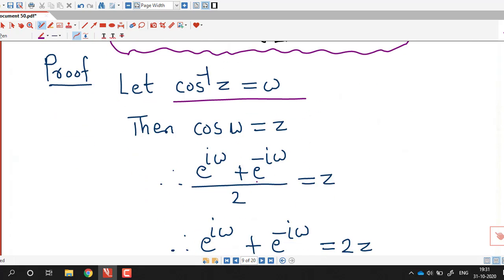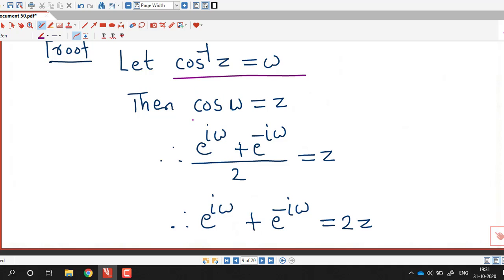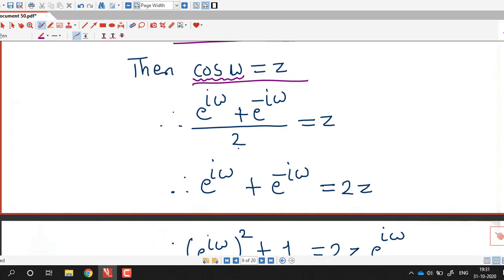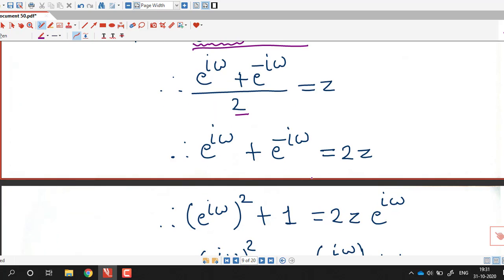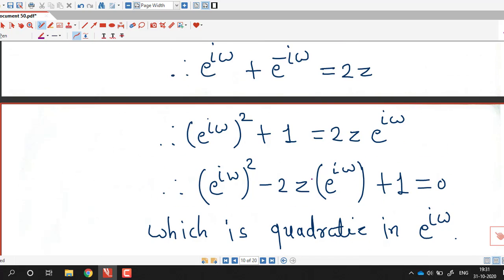Then by definition cos w must be equal to z. Now here we use the definition of cos w. By definition cos w is e raised to iw plus e raised to minus iw over 2 equal to z. In the next step we take the 2 to the right hand side, so we have e raised to iw plus e raised to minus iw equal to 2z.